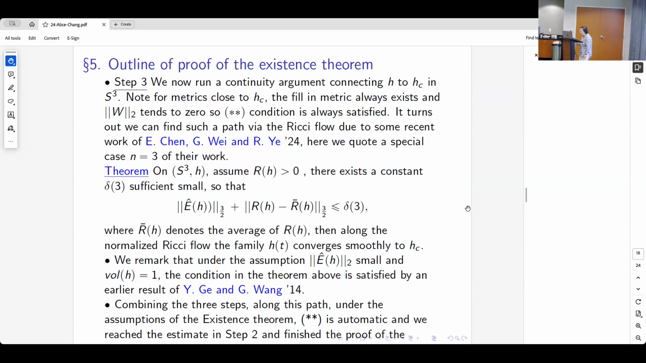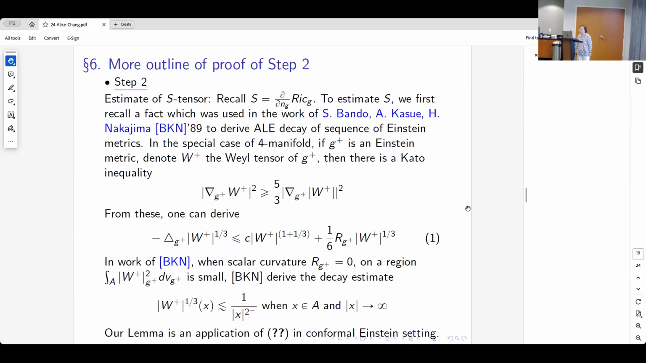Okay, so in 3 dimensions, that's the condition. Now I have 1 minute, but let me borrow 2 minutes because we stopped in time. I'm saying, how do we control this S tensor, the third derivative norm? The idea turns out to come from the early work of Bando, Kasue, and Nakajima.